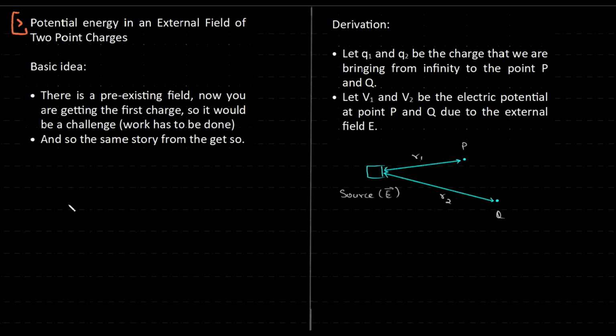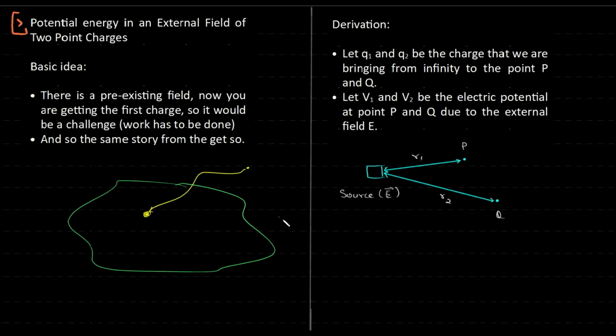So we're looking at a scenario wherein we have a pre-existing electrical field and then we are getting the charges. In the last scenario, we had no such thing. So the last derivation had no such thing. So here we have a pre-existing electrical field. We have a charge that will get it over here, say point P, and another charge that will get it over here, point Q.